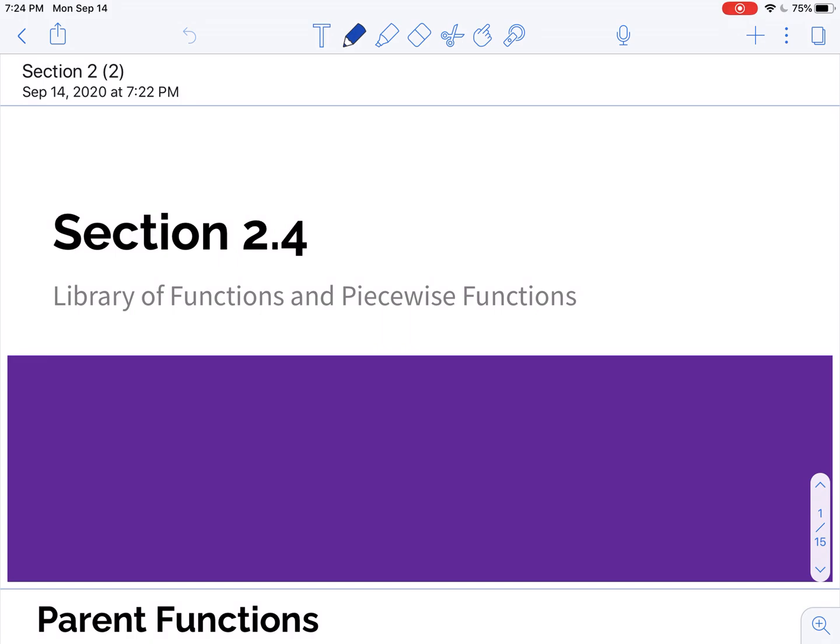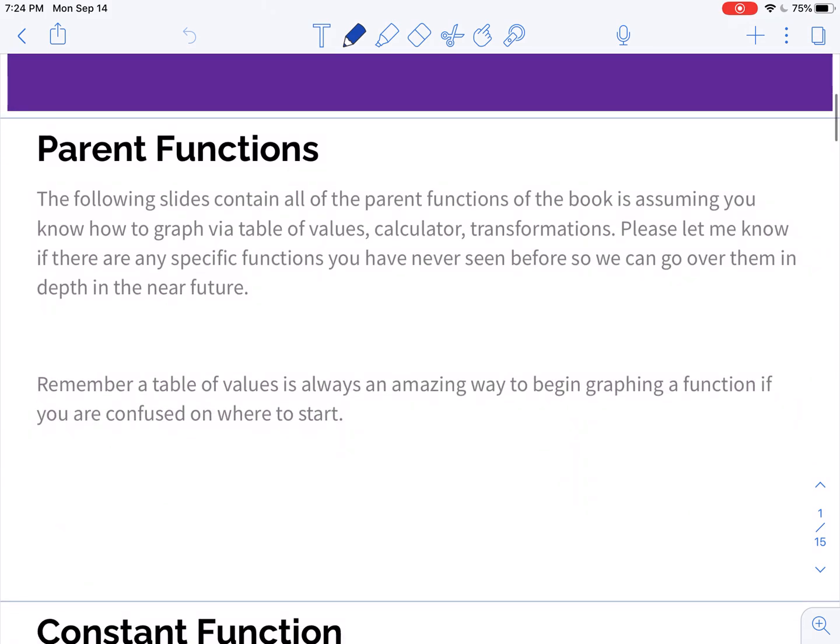So what I have here is we're going to start off, again, the following slides contain all the parent functions, and they're kind of annoying, and the book kind of assumes that we know how to graph these already. And I really want to highlight this word: table of values. No matter what, every operation that you're about to see you can do. If you're struggling with graphing things, you can always plug things into a table of values, and you can use that table of values. That's a go-to that you can always do. You can start plugging in numbers and getting y values out. So that's something that you should never be afraid of doing.